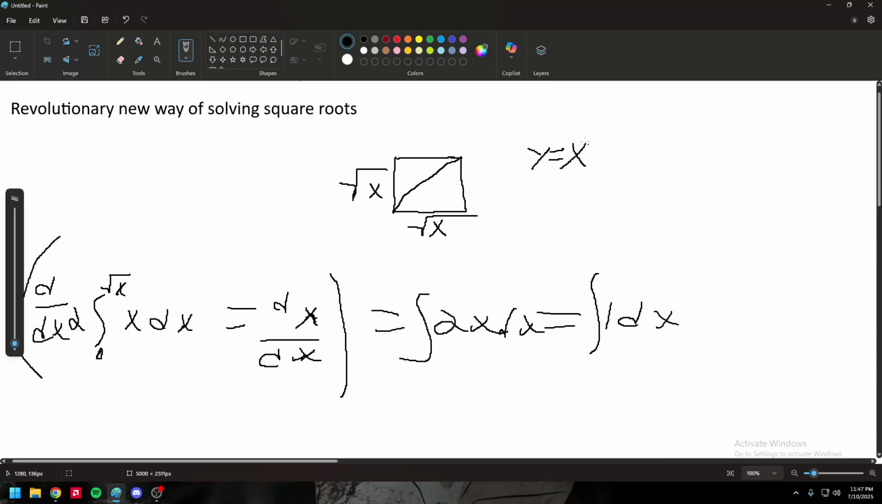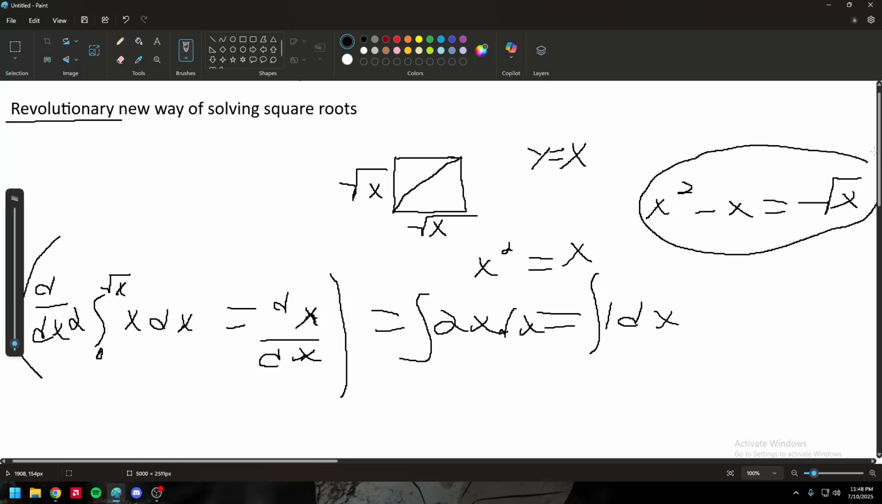We just need to plug in this x value, which could be anything. So the integral of 2x is just going to be x squared, and the integral of dx is going to be equal to x. So x squared minus x equals the square root of x. And that is a very simple proof of my new revolutionary method for solving square roots.